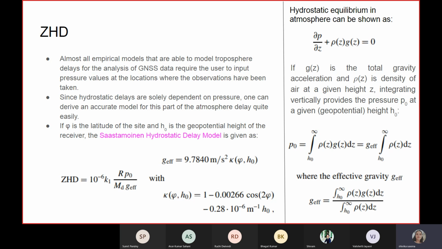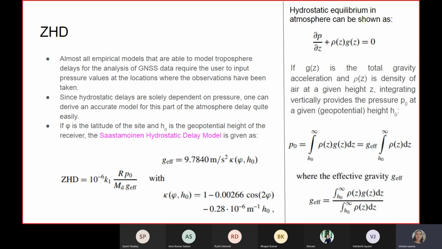So we will get the effective gravity G_f and the integral of the density over vertical height, that is altitude. Because of this, we only need the pressure value to arrive at the hydrostatic delay. Since hydrostatic delays are solely dependent on pressure, one can derive an accurate model for this part of the atmospheric delay quite easily. So dry delay is easier to model, wet delay is difficult to model.